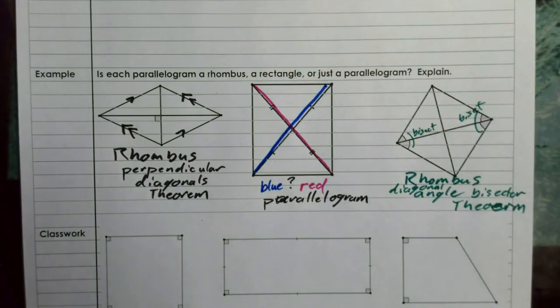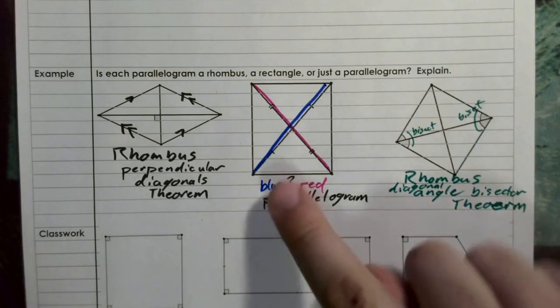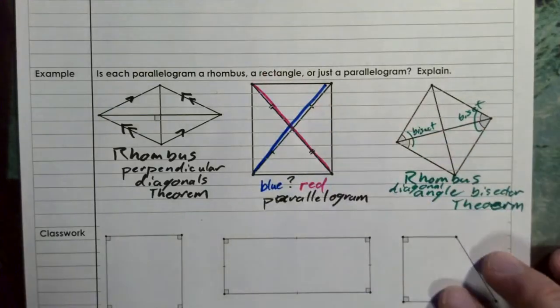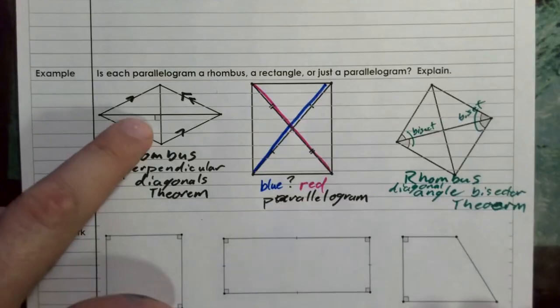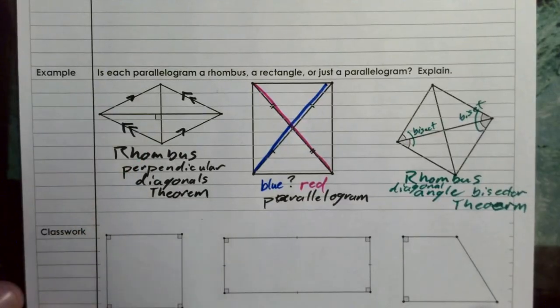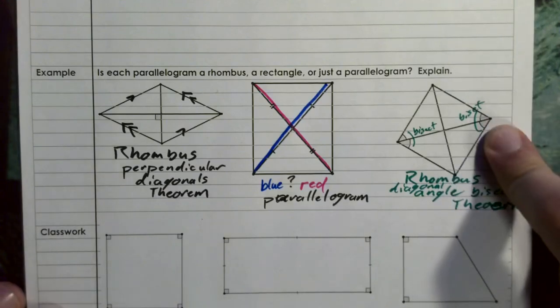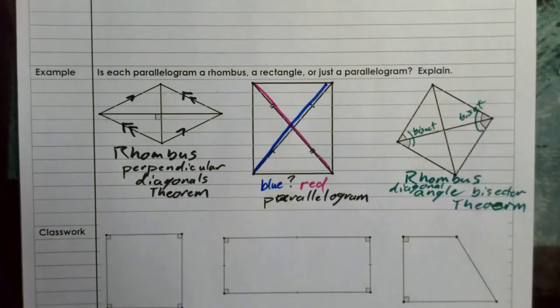And that's it for this video. So look for those angles being bisected or the diagonals being perpendicular. That makes that thing a rhombus. And for a rectangle, you want this blue and red line to be congruent. If you don't know that, then it's just a parallelogram. If you don't know they're perpendicular, it's just a parallelogram. And if you don't know if these are being bisected, it's just a parallelogram.